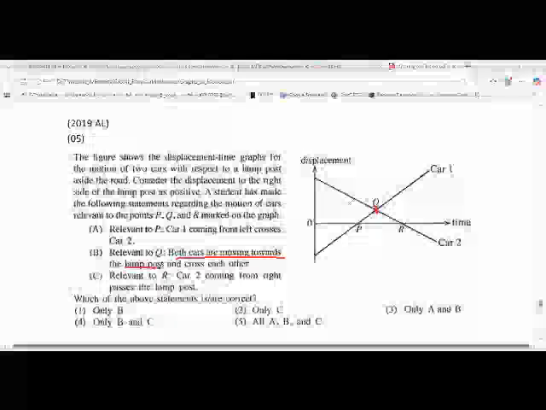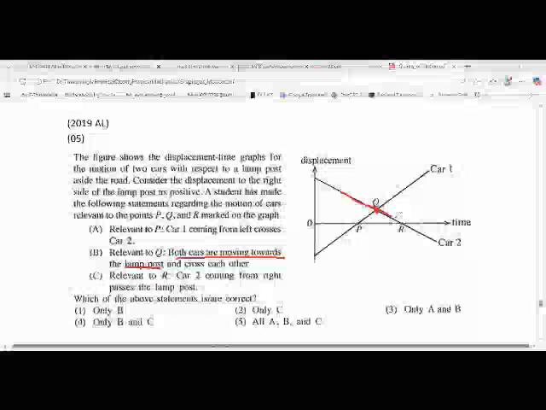This car 2 is moving towards the lamp post because its displacement is decreasing. Okay. But car 1 has increasing displacement. Then it is moving away from the lamp post. Okay. But they are crossing. It is okay because the displacements are equal.